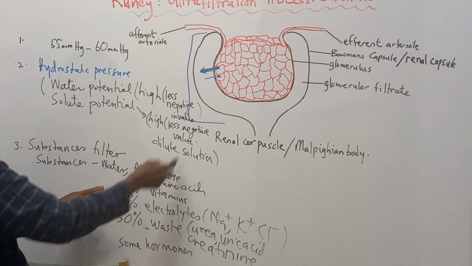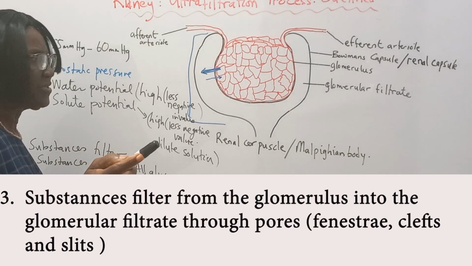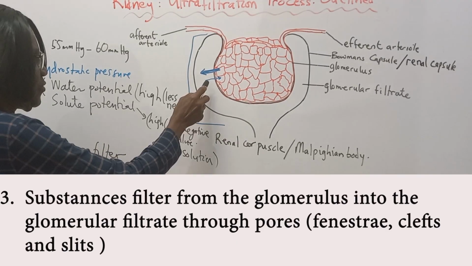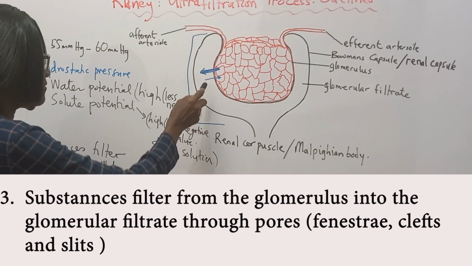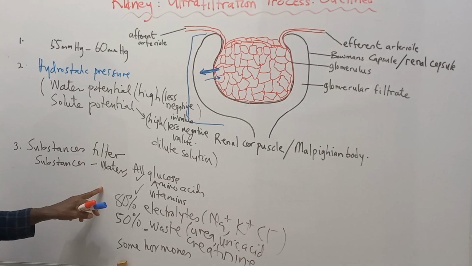These substances move from the glomerulus through pores. We discussed yesterday the pores, fenestrae, clefts, slits. We discussed these, check the lesson. So they filter through pores into the glomerular filtrate.